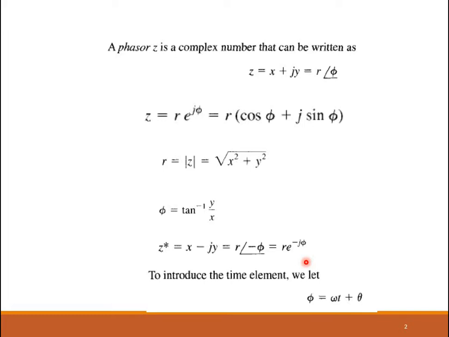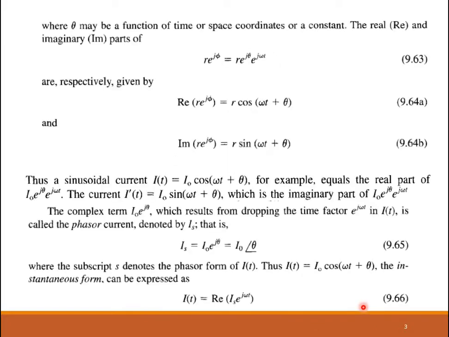Now we are discussing electromagnetic fields, which are time harmonic fields, so we need to introduce the time element. When you introduce the time element, the phi which we're referring to is actually omega t plus theta, where this theta could be a function of time or space coordinates, or a constant.